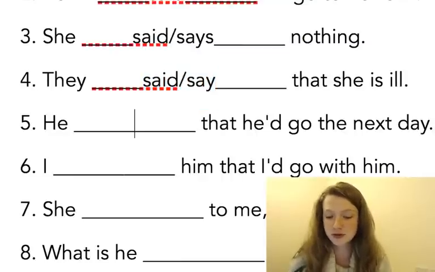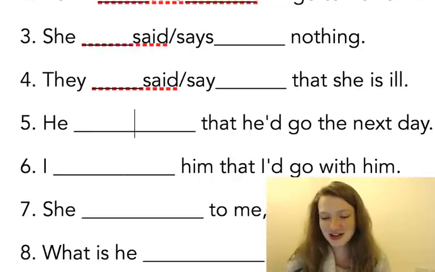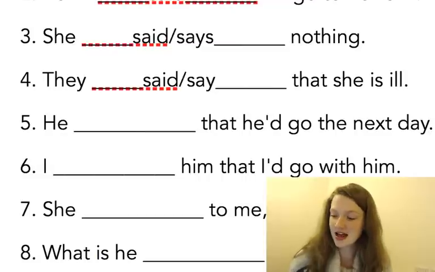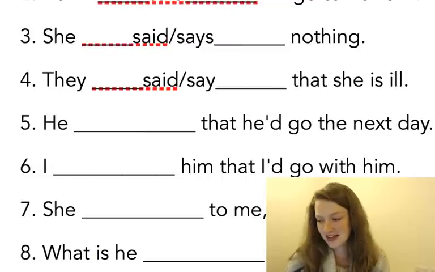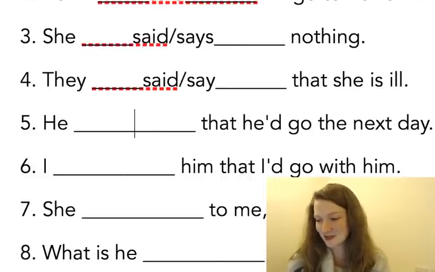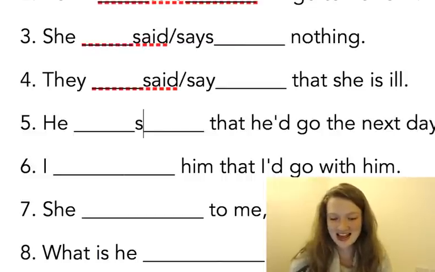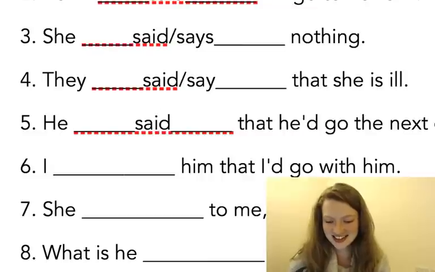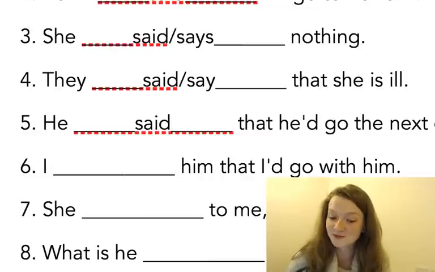Number 5, what do we think? He blank that he'd go the next day. What do we think? He said, good, okay. He said that he'd go the next day.